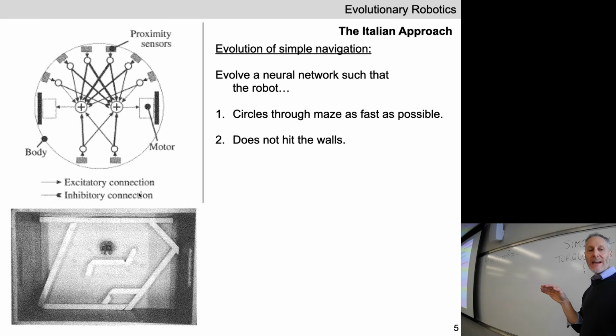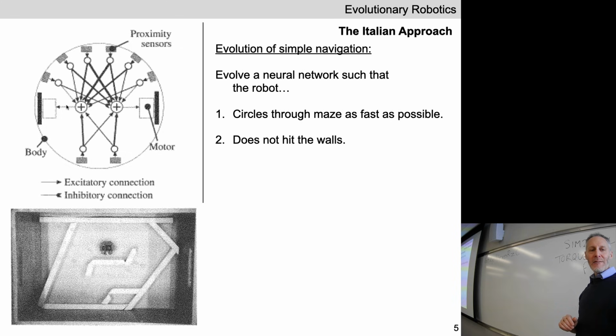So we've got 8 sensors, and you'll notice that there are arrows going from the 8 sensor neurons in towards the motor neurons. Usually when we draw a neural network, we put the input layer up here and the output layer down here. Here's the output layer here, and here's the input layer on the periphery. So far, so good?